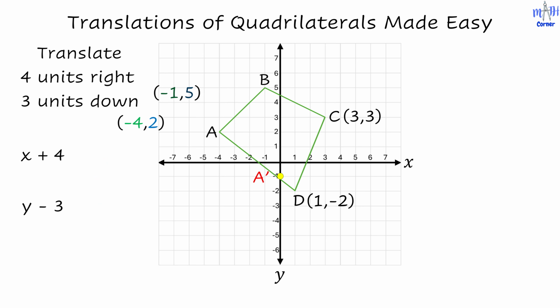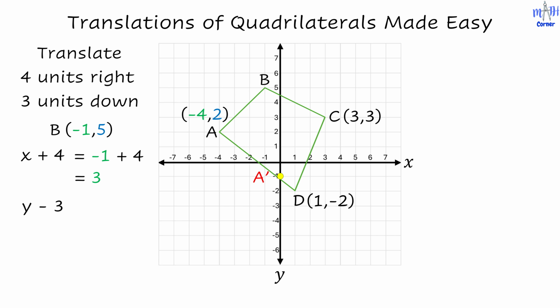Next is point B. Add 4 to the x-coordinate: -1 plus 4 is 3. Subtract 3 from the y-coordinate: 5 minus 3 is 2. So B prime is at (3, 2).